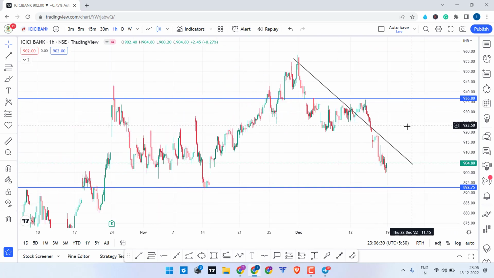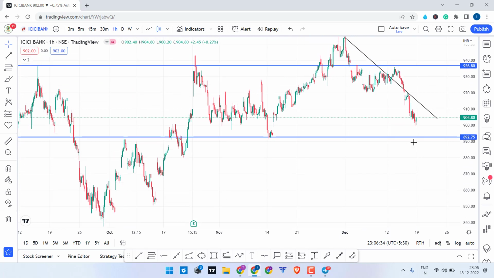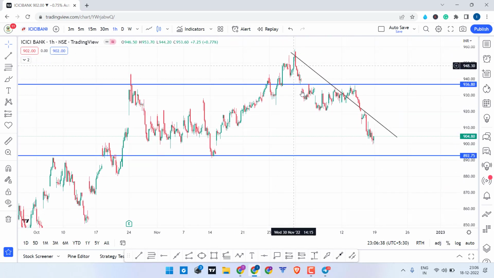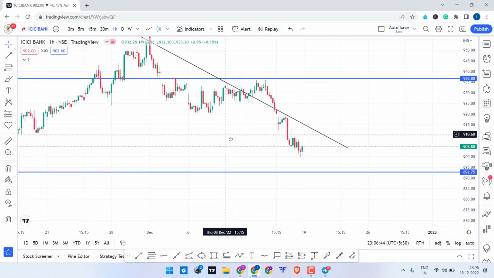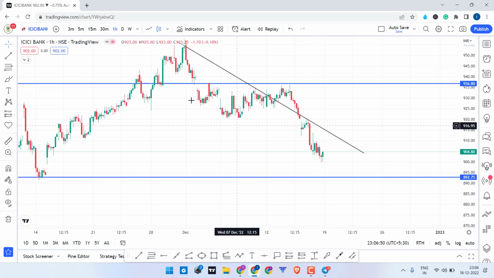If you see here, the recent swing has made a higher high, and the recent low has also been broken in the higher time frame. But the important level to watch out for is this, which we have marked in our daily time frame.